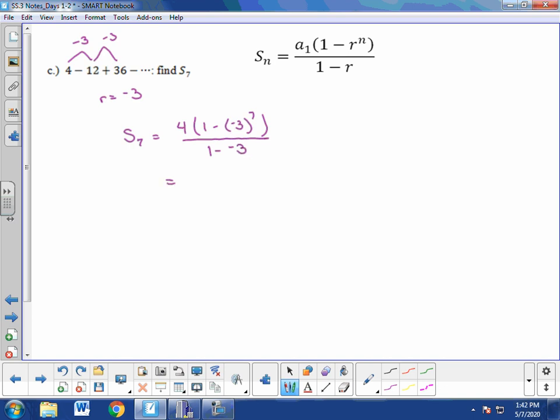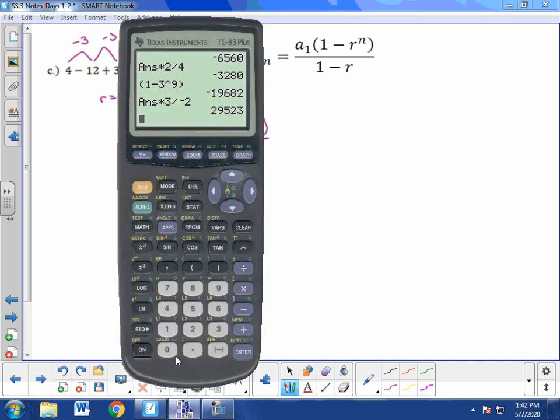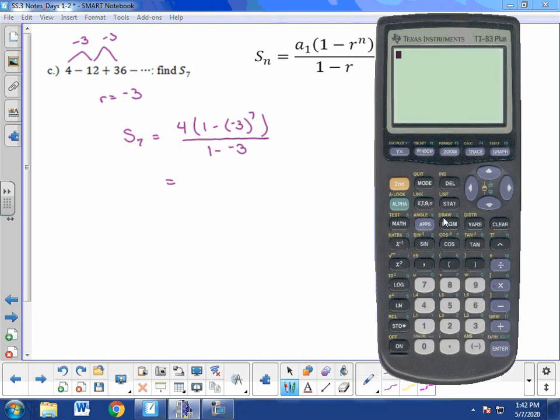So if I simplify this expression, again, you can put it all in your calculator one time if you like, but if I simplify this expression in the numerator, 1 minus negative 3 to the 7th, we've got to make sure we put that negative 3 in parentheses, so it's taking the 7th power of the negative value as well. This would be 4 times 2,188 over 4. And so we could type this in, but we could also notice that the 4's would cancel out, and so the sum for this would be 2,188. So if I added the first 7 terms, that's what I'd come up with.